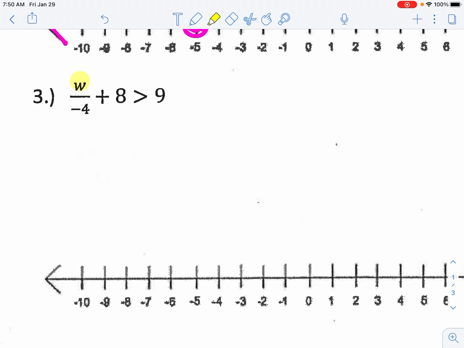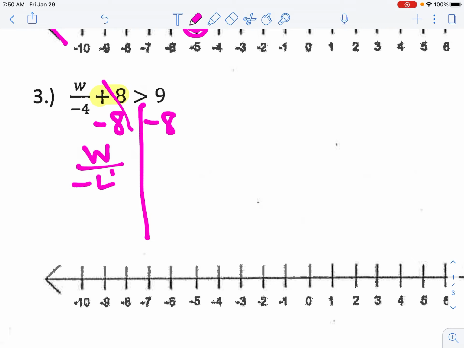Alrighty, is the variable on the left side of the inequality? Yes, it is. So we can go ahead and start solving. First thing we undo with a two-step is the addition or subtraction. The first thing that I notice right here is plus 8. So to get rid of plus 8, we're going to do minus 8 on the left and minus 8 on the right. Your 8's are going to cancel. So we still have what number divided by negative 4 is greater than 1?